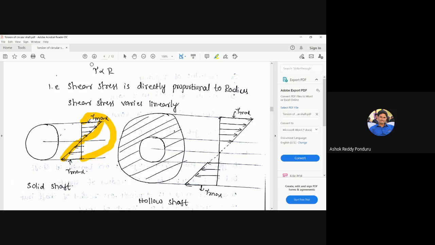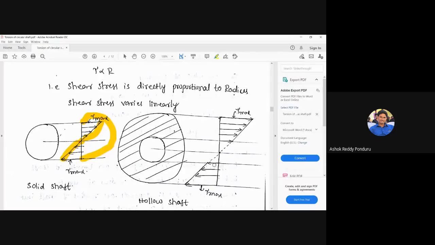Both are different here. Okay, next one, in the same manner. This is for a solid shaft and this is for a hollow shaft here. In the same manner, it varies linearly, maximum at the surface of the shaft.